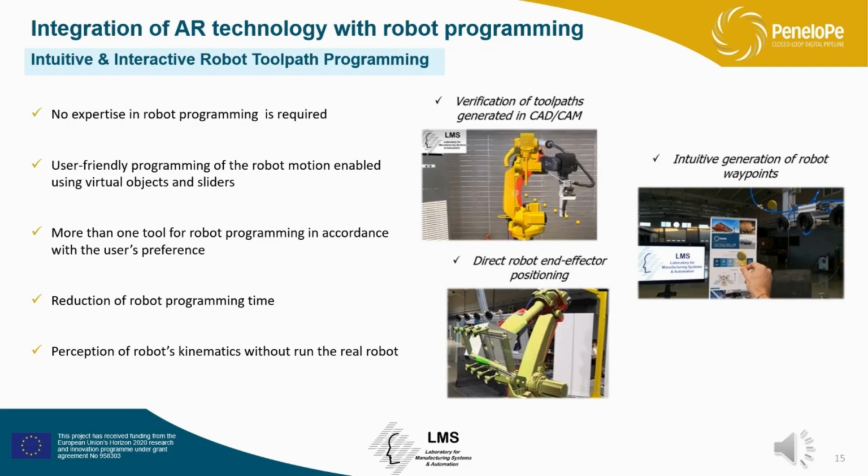The main benefits of this application are: 1. No expertise in robot programming is needed. 2. The programming of robot motion is user-friendly and is enabled using virtual objects and sliders. 3. More than one tool for robot programming, in accordance with the user preference, can be used, such as points or the robot hologram. 4. It achieves a reduction of robot programming time, and 5. The perception of the kinematics of the robot is achieved without running the real robot, enhancing in this way the user experience.